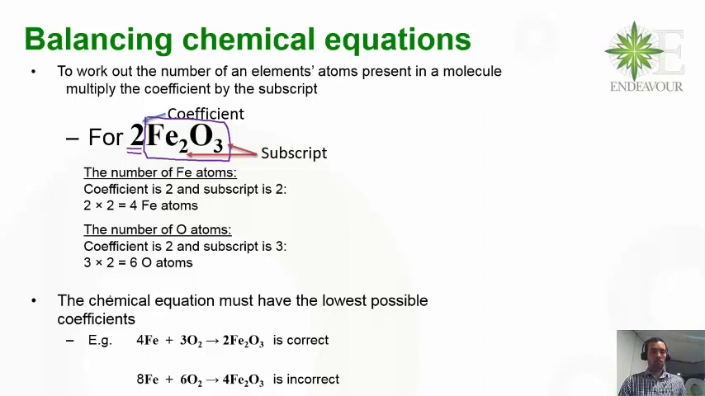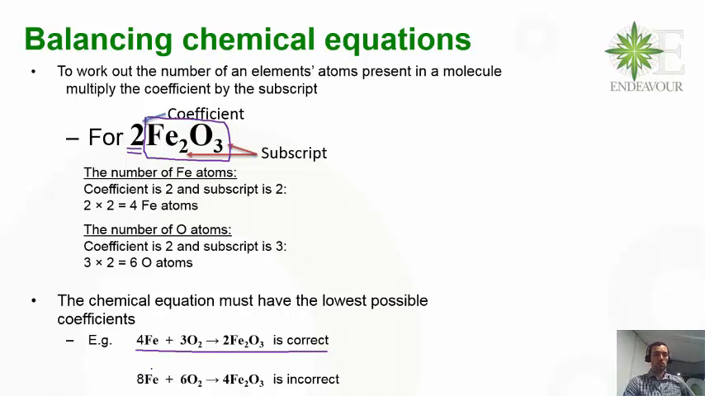So here we have an example of a balanced chemical equation involving the molecule we see above here. You can see on the product side we've got that 2Fe2O3, which is what we were looking at above here. So to create our two molecules of Fe2O3, we actually need 4 Fe atoms and 3 oxygen molecules.